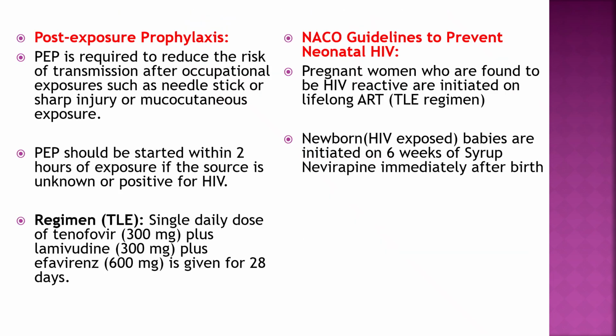Post-exposure prophylaxis is required to reduce the risk of transmission after occupational exposure such as needle stick, sharp injury or mucocutaneous exposure. PEP should be started within 2 hours of exposure if the source is unknown or positive for HIV. Regimen TLE, a single daily dose of tenofovir 300 mg, lamivudine 300 mg plus efavirenz 600 mg, is given for 28 days.